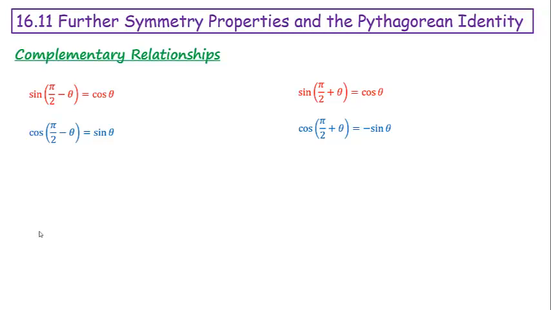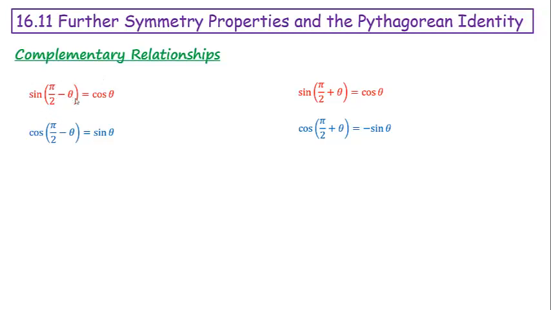Okay, we're just going to look at a few other symmetry properties with cosine and sine, and then we're going to look at the Pythagorean identity in this video. So the first thing we're going to look at are complementary relationships, and complementary implies angles that add up to 90 degrees.